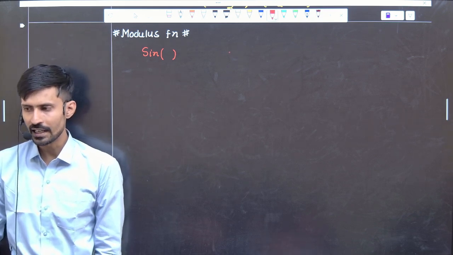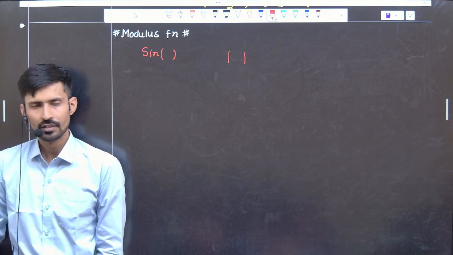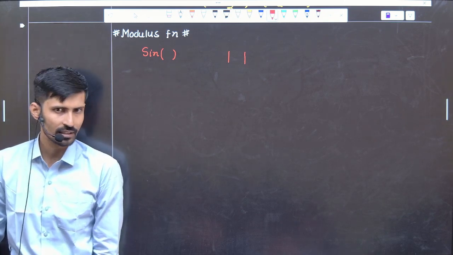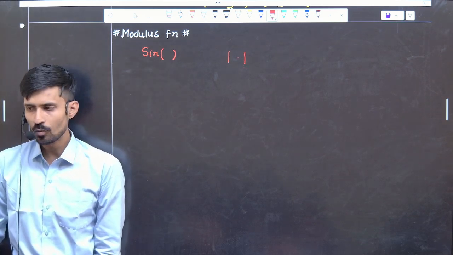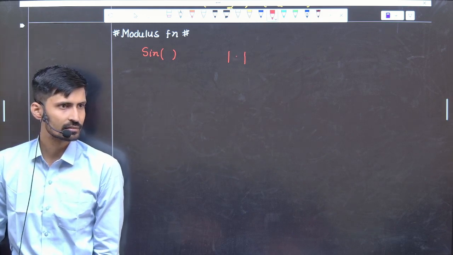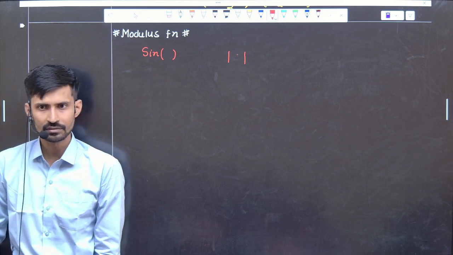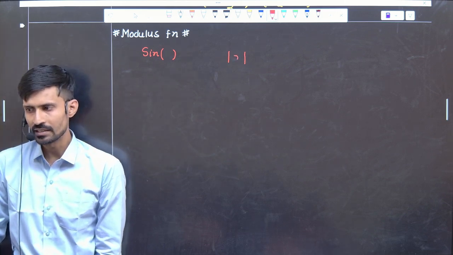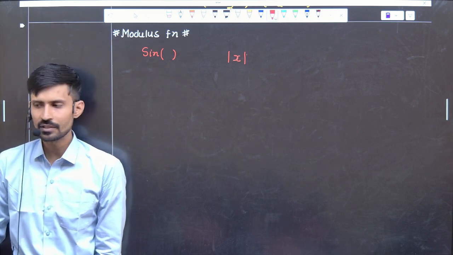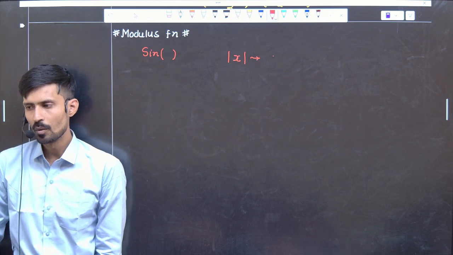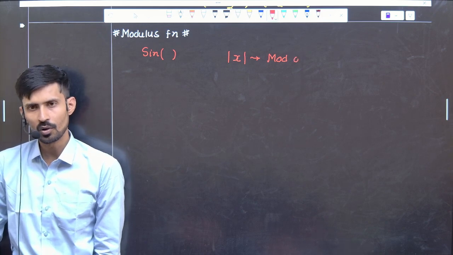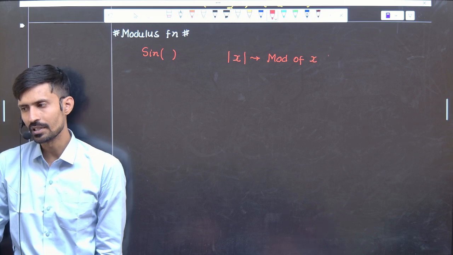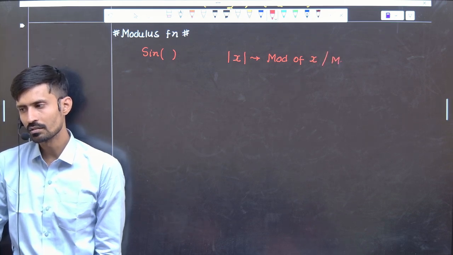Similarly, modulus function, its sign is like this. Whenever you see this sign, that is modulus function. Okay? And one number we write inside. Any number we can write. Okay? Like x. So this we read mod of x or mod x. Mod of x, or simply we can say mod x.